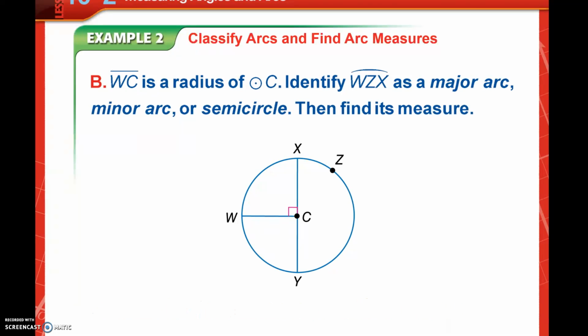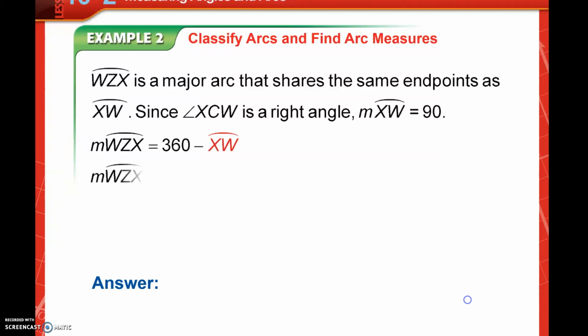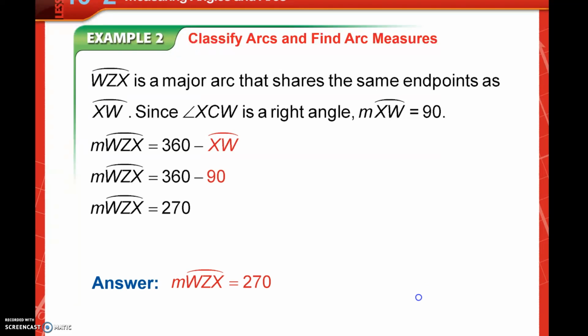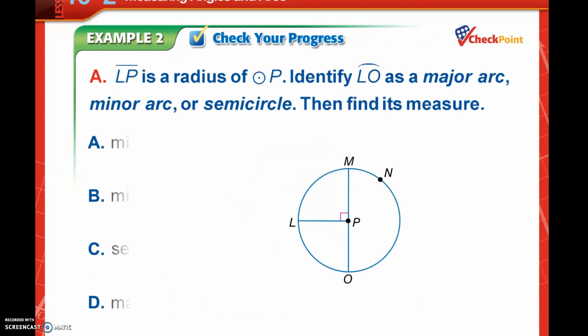All right, WZX is a major arc because it's greater than half. And its measure is, we know that this is 90, so if I take 360 minus 90, that will tell me this. So 360 minus 90, 270 degrees. So its arc measure is 270. So again, I'll let you work through those other examples, and if you have questions, make sure you're coming in and asking and getting that figured out.